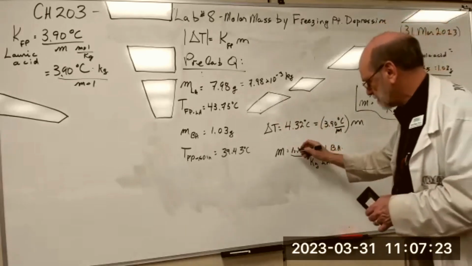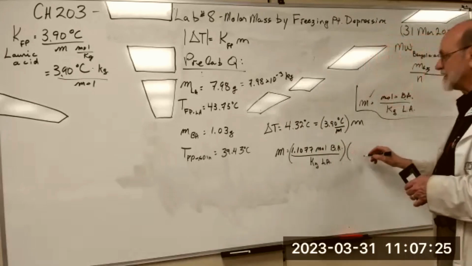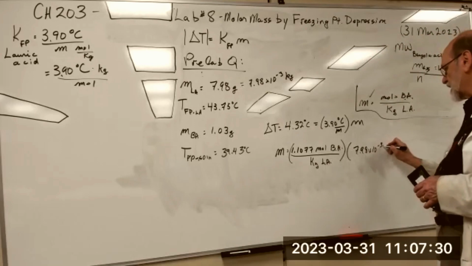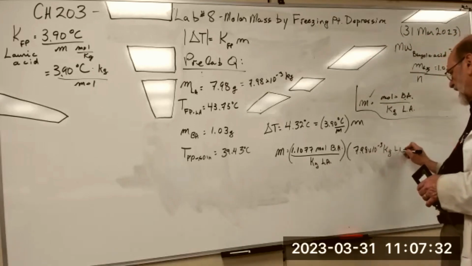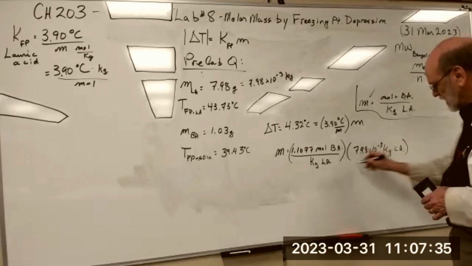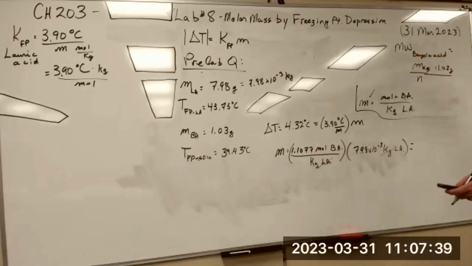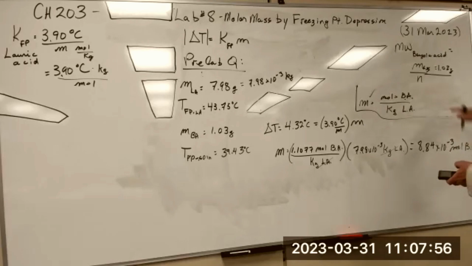Okay, so this molality times 7.98 times 10 to the minus 3 kilograms of lauric acid, this will cancel here and leave us with moles of benzoic acid. So I just need 7.98 exponent 3, change the sign, times. This is 8.84 times 10 to the minus 3 moles of benzoic acid. So that goes right here.